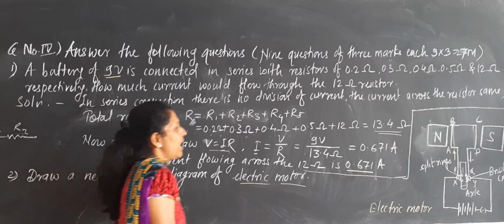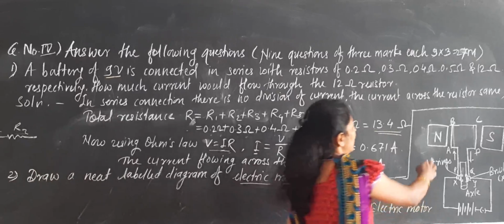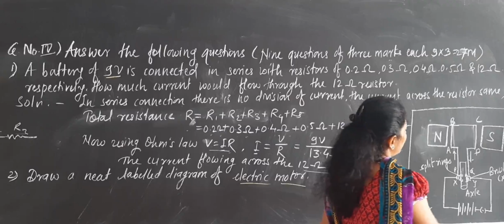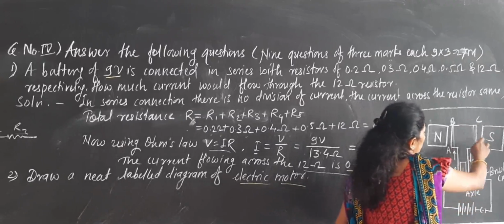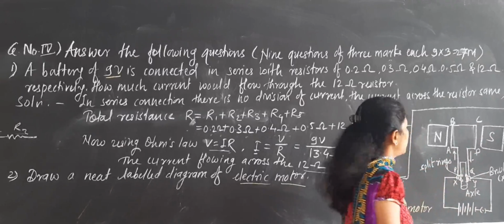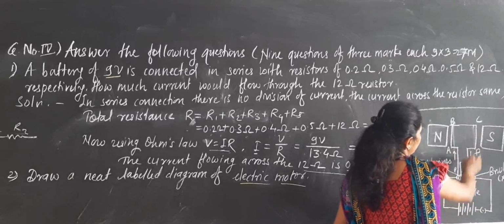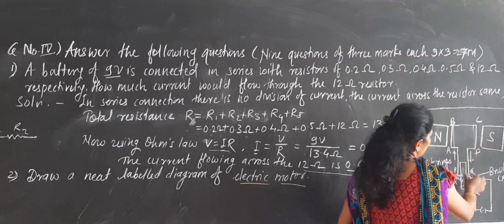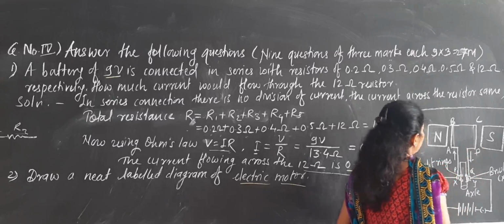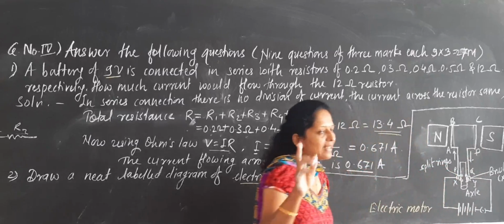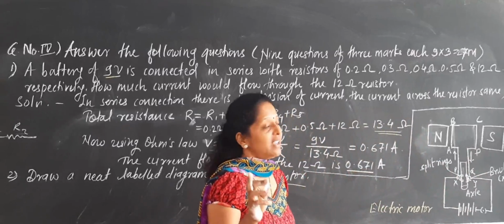You should draw the magnets, north and south pole magnets, and the electric coil. You should show the electric coil A, B, C, D properly, and then the axle, which is connected to it. For that axle there are split rings. See, an electric motor has split rings.